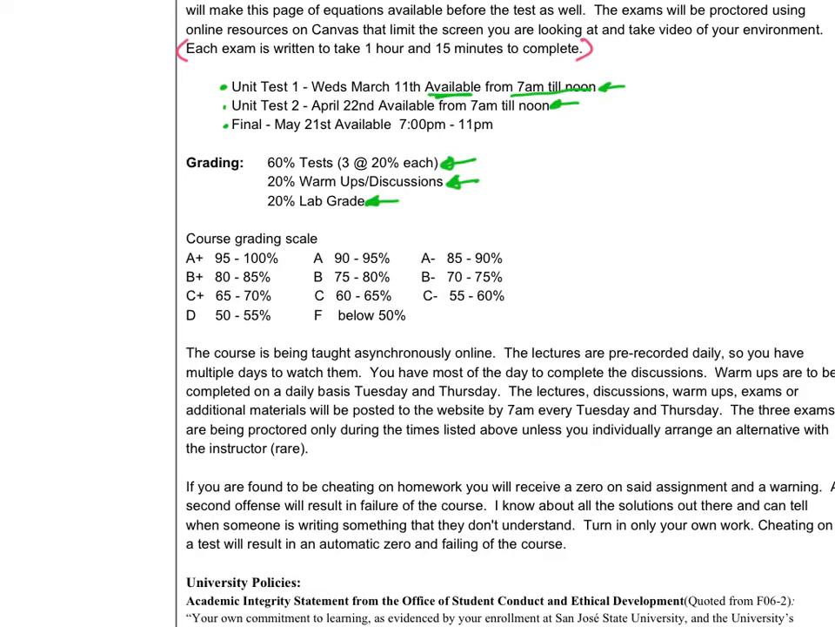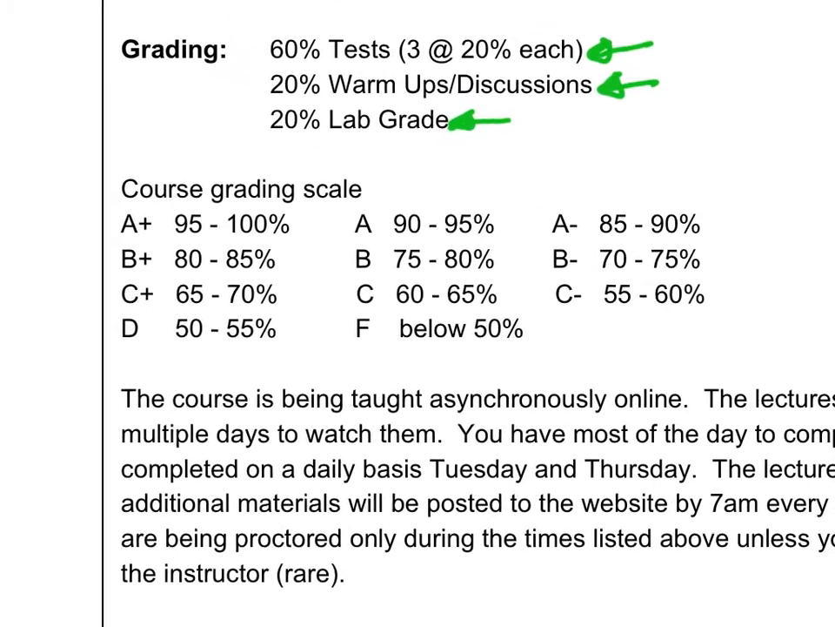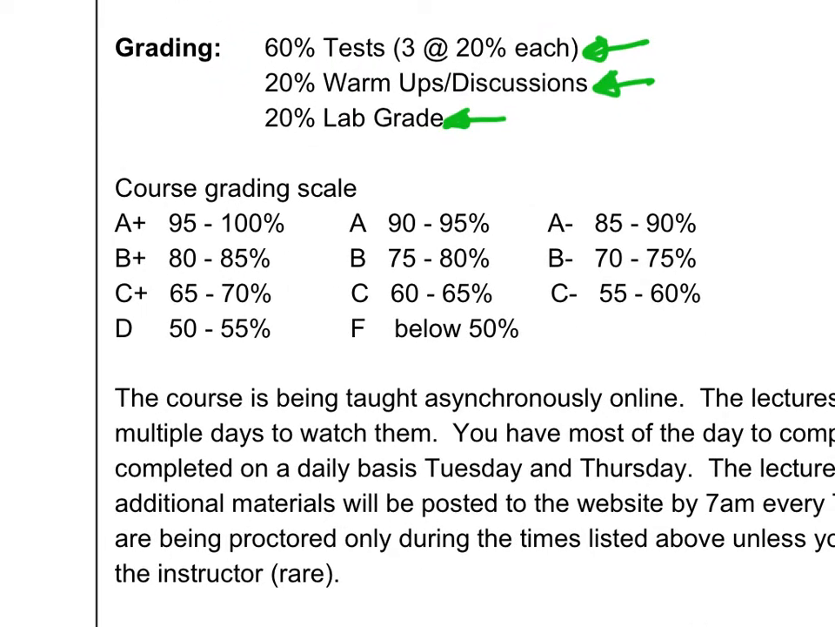Course grading scale, you may notice something slightly different than you've seen before. I do a 5% per plus or minus. So A plus goes down to 95, A goes down to 90, A minus goes down to 85. Same pattern for B's and C's, but then I break that pattern for D.